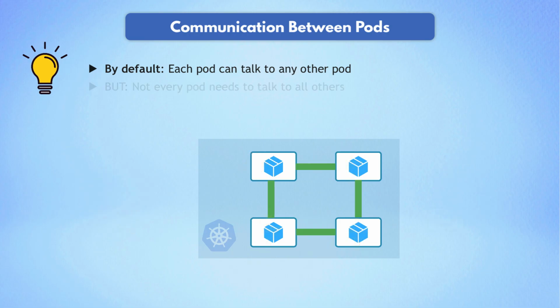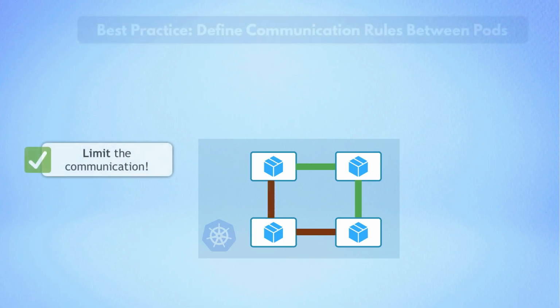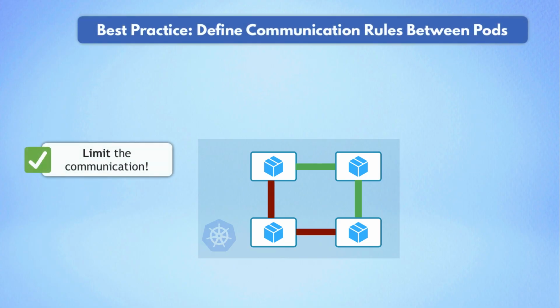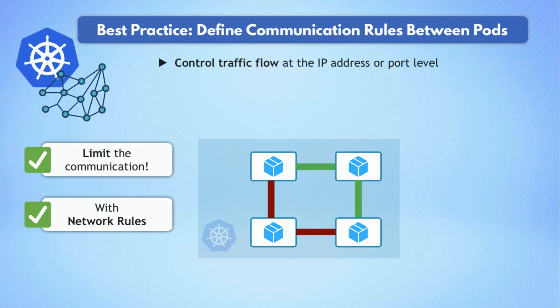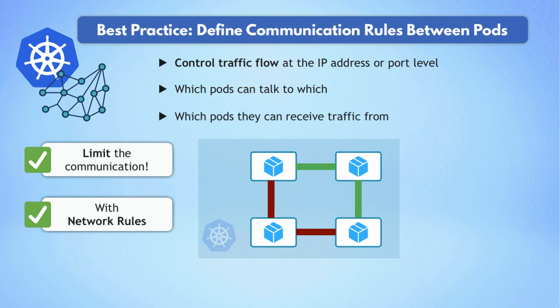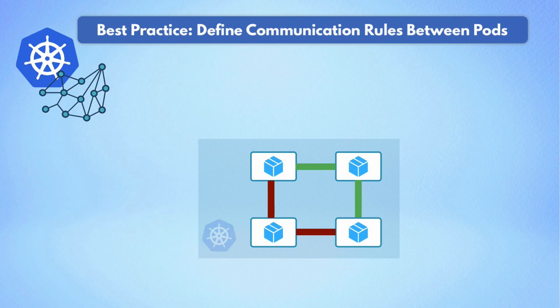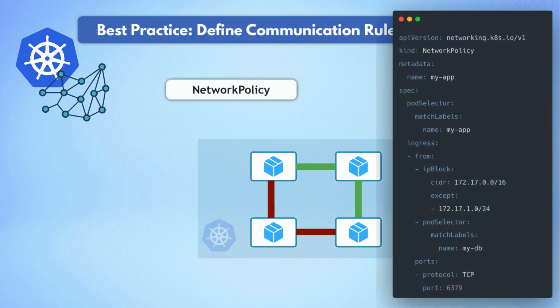Now, in reality, not every pod needs to talk to all others. So we can actually limit the communication between them and create network rules in the Kubernetes network layer that determines exactly which pods can talk to which other pods, and also which pods they can receive traffic from. And you can do that with a Kubernetes resource called network policies.